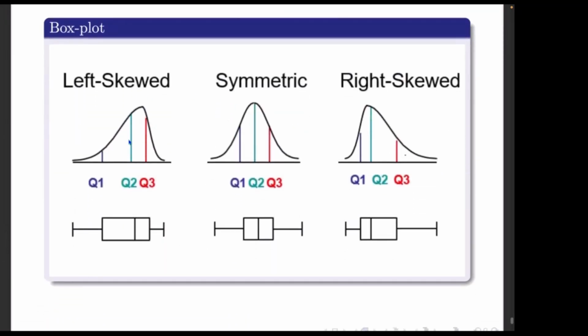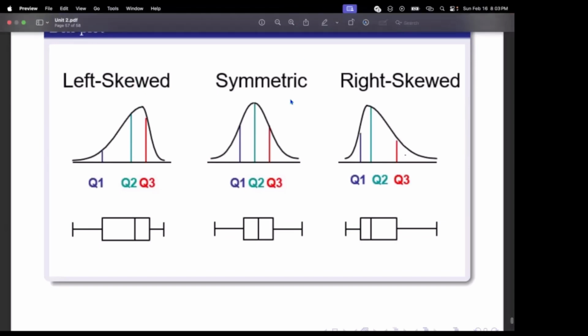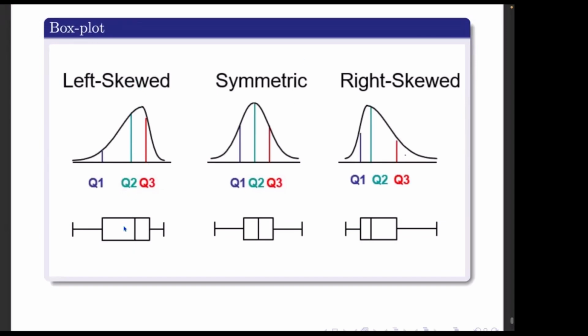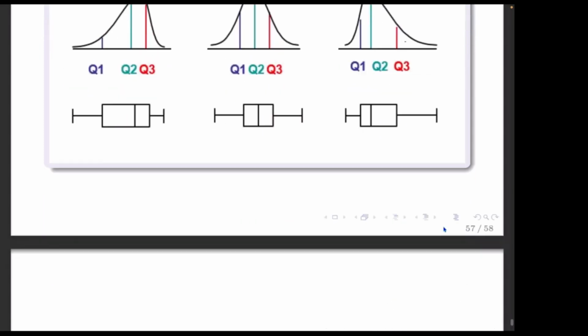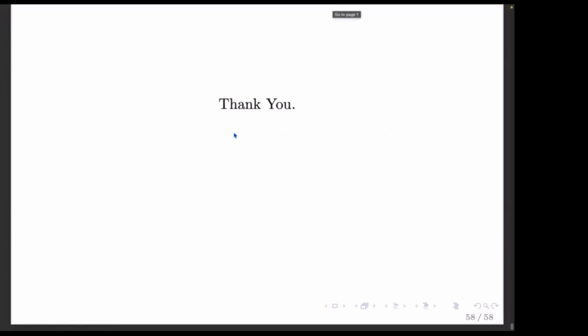So you are comparing the skewness to the box plot. You can see this is left skewed, and looking at the whisker and the box, the box plot is also left skewed. Here it's equal with the whisker and the box, so it is symmetric or normal. Then here it is right skewed with the tail, and it is right skewed with the whisker.